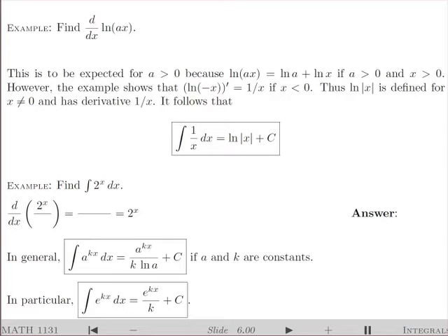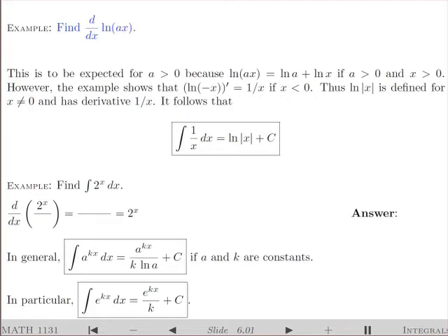But the problem with using that as our formula is the mismatch in the domains. The domain of 1 over x consists of all non-zero numbers, positive and negative, whereas ln of x is defined only for positive numbers. So before we talk about the formula, let's do a differentiation problem we have done before in section 12.1, which is to differentiate ln of a constant times x.